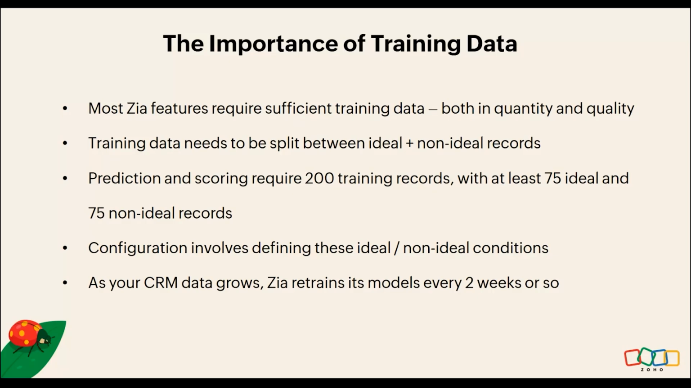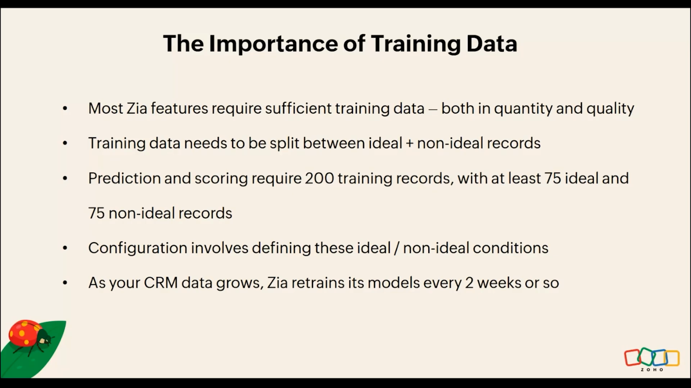And within these 200 deal records, you need to ensure that you have a sufficient representation for closed won as well as closed lost deals, right? So you can't give it just 10 closed won deals and 190 closed lost deals. You should have at least 75 of each class and ensure that in total there are also 200. So if you give it 75 closed won deals, then you need to give it 125 closed lost deals, right? So that's how the split between the records and the training data works.